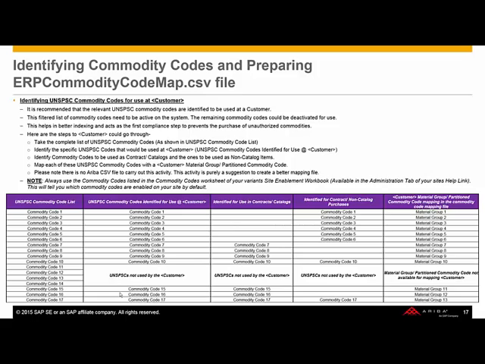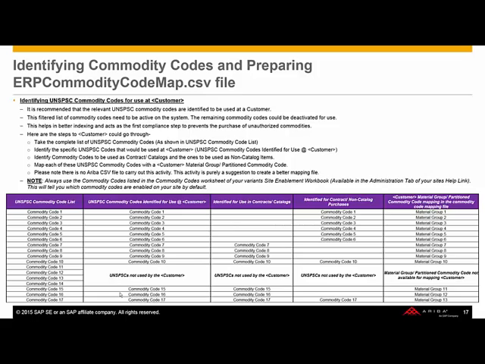Now that you have an idea of how commodity codes work, how do you begin the exercise of determining what commodity codes you want in your system? Well, first, Ariba does recommend that we use the relevant UNSPSC codes. As stated earlier, that is the standard, and that is what comes with Ariba.